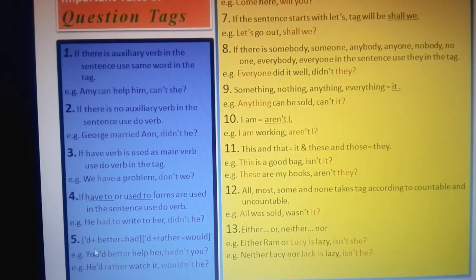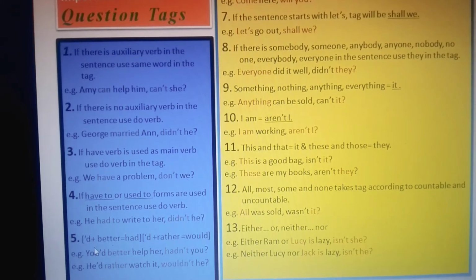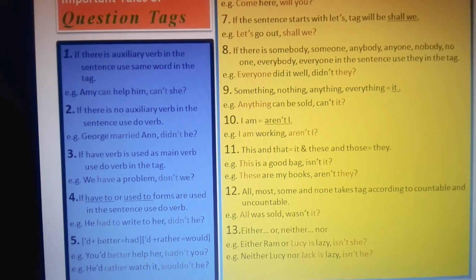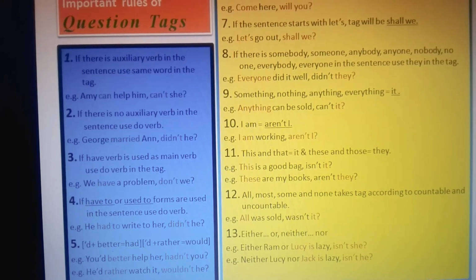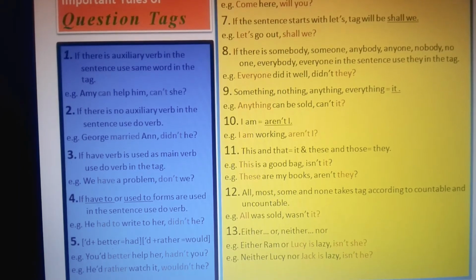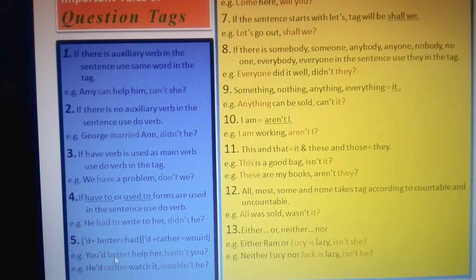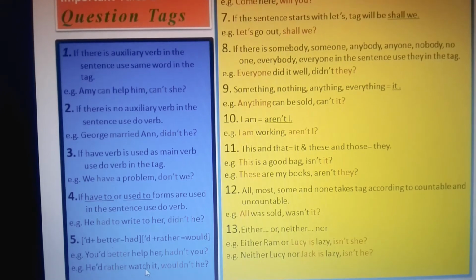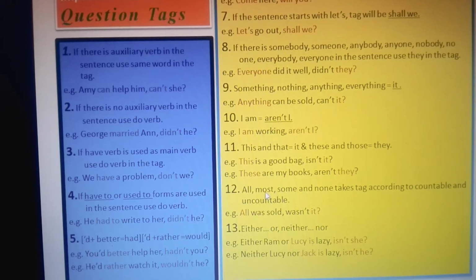Now number 5, apostrophe D plus better is equal to had, and apostrophe D plus rather is equal to would. Let's clarify with examples. The first example: you had better help her, hadn't you? Apostrophe D plus better is equal to had. Next example: he would rather watch it, wouldn't he? Rather is used there, and would not is used in the tag.